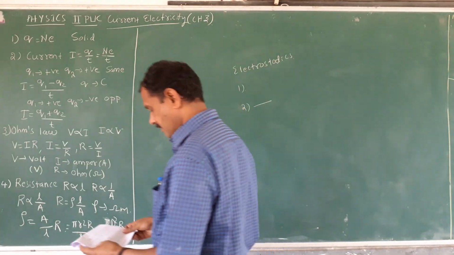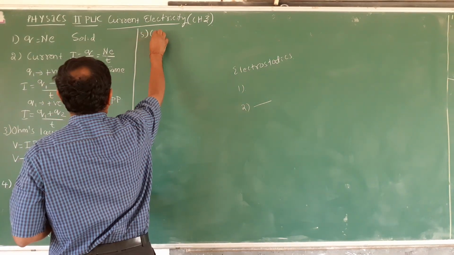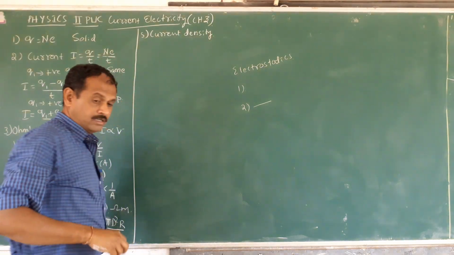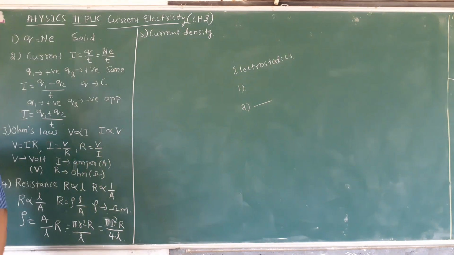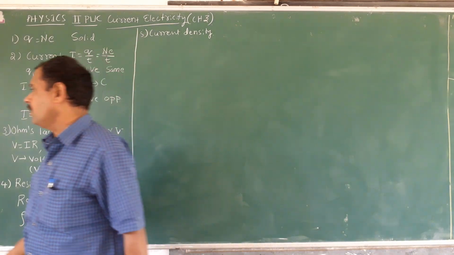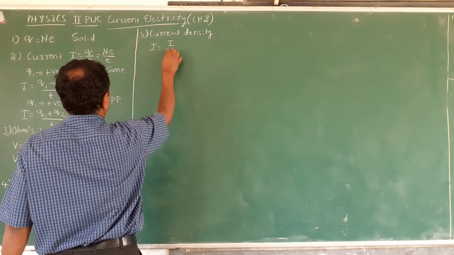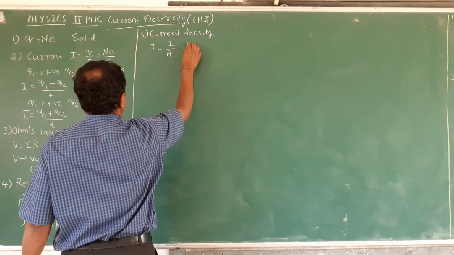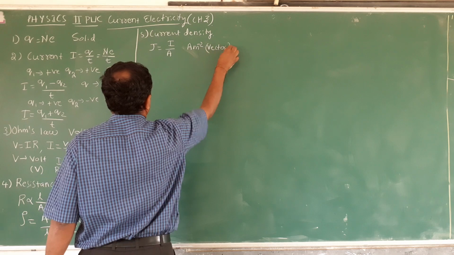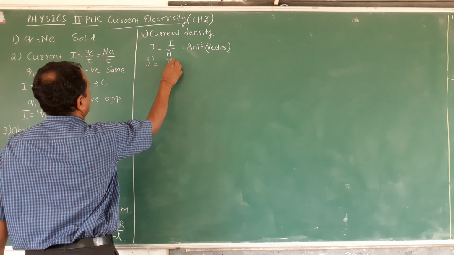Now we come to the fifth point, that is current density. How do you define current density? The current flowing inside the conductor per unit area is called current density. Current density is J, equal to I divided by A, and its SI unit is ampere per meter square. But it is a vector quantity. Current density is a vector, therefore you have to write it in vector form.